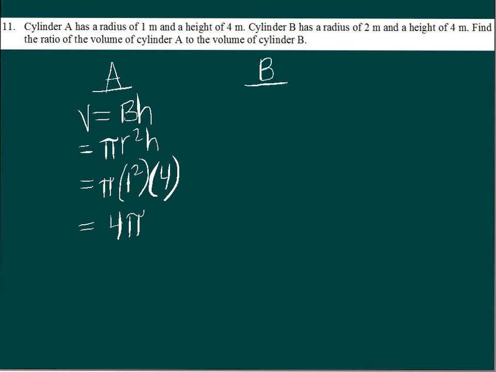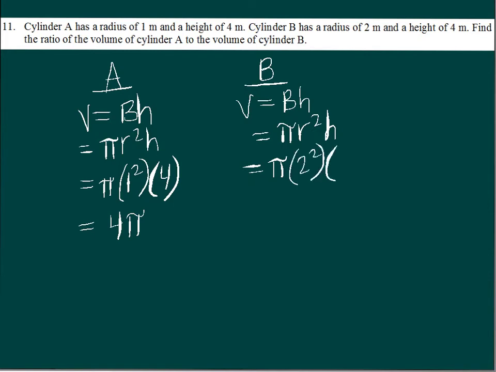Finding the volume for cylinder B, volume again is equal to base times height. Our base is a circle, so the area of the circle is pi r squared times height. Leaving it in terms of pi, our radius is given as 2, so 2 squared, and our height again is given as 4. So 2 squared is 4, and 4 times 4 is 16, and we have the pi.